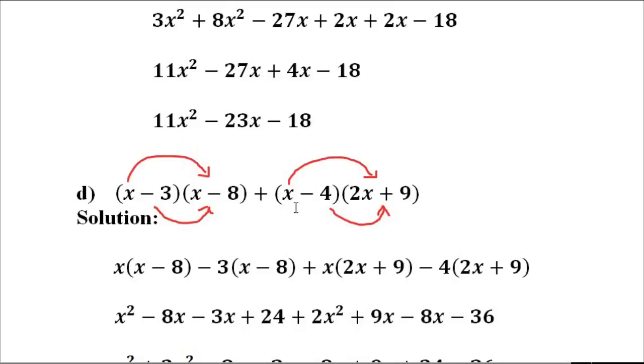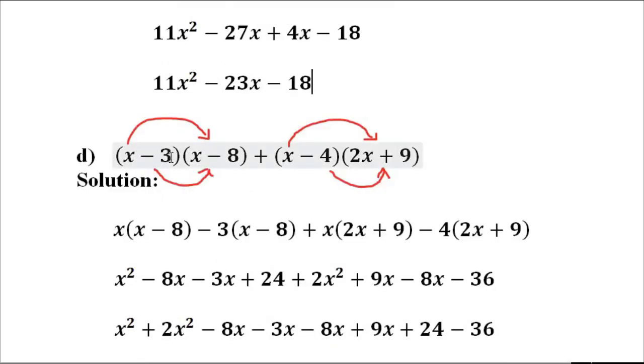Moving on to number 4, we have (x minus 3) times (x minus 8), plus (x minus 4) times (2x plus 9). Now there are 4 expressions, 2 on the left side of the plus sign and 2 on the right side. Let's eliminate the parentheses by using the distributive property. I'll distribute the x to the expression x minus 9 and the negative 3 to the expression x minus 9.